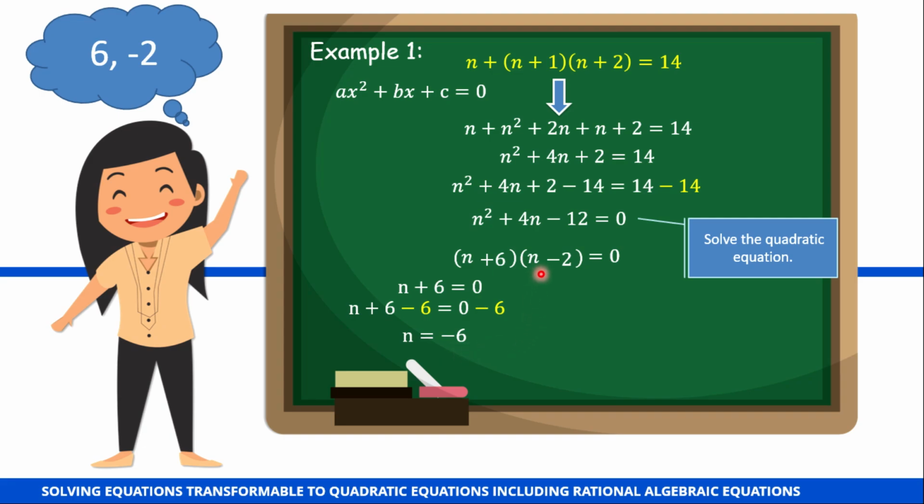Let's proceed to n minus 2. n minus 2 is equal to 0. Again, using addition property, add both sides by 2 para ma-eliminate natin yung negative 2 sa side na to ng equation. Simplify, maiiwan ng n. That is equal to 0 plus 2, that is 2. We now have two values of n. Kailangan nating i-check yan dahil maaari nga tayong maka-encounter ng tinatawag nating extraneous root or solution.